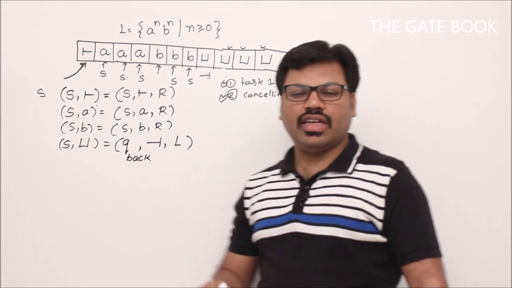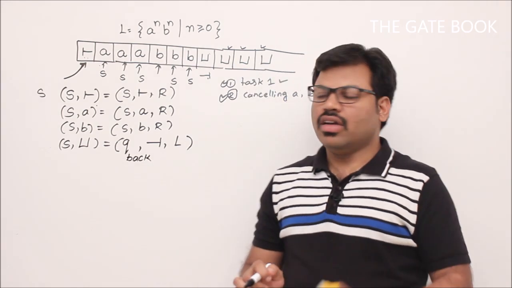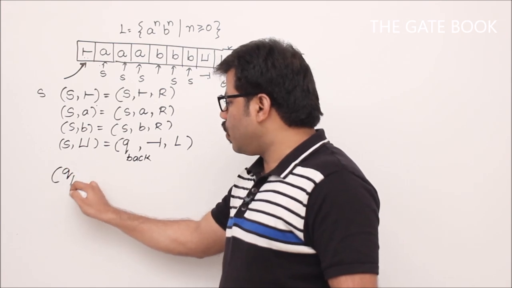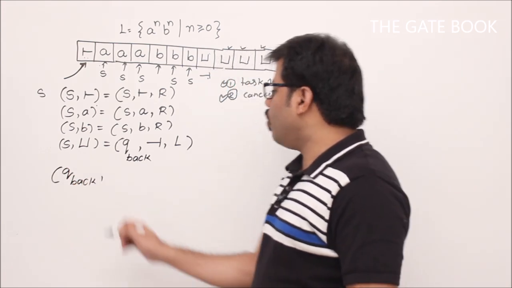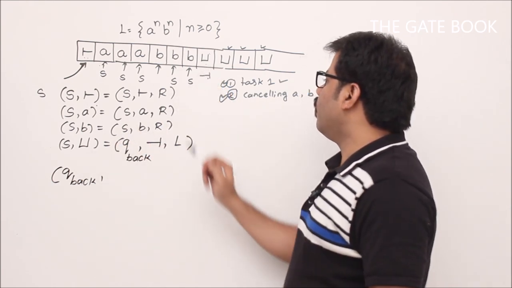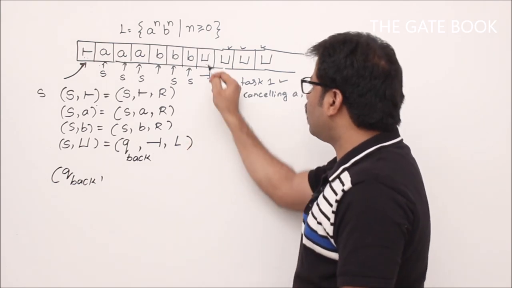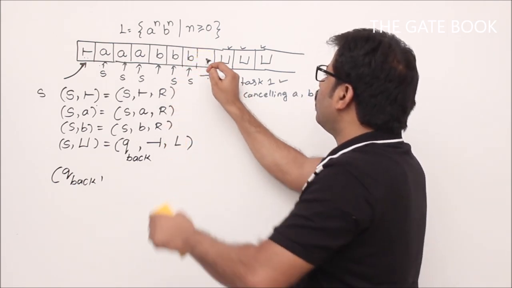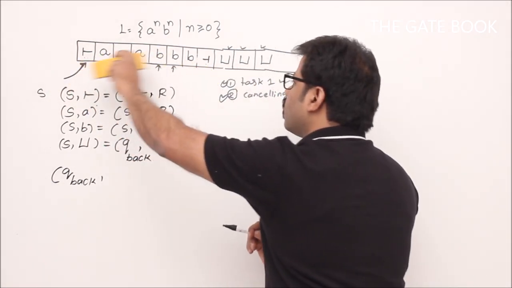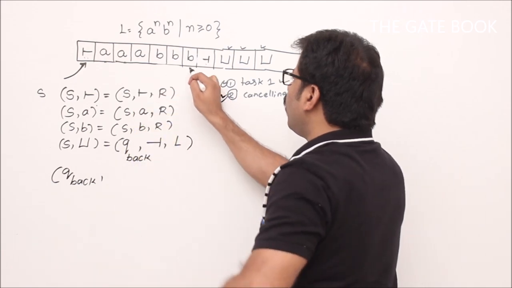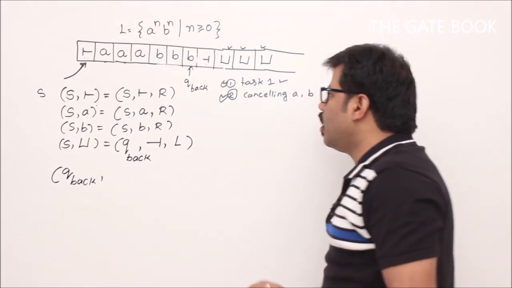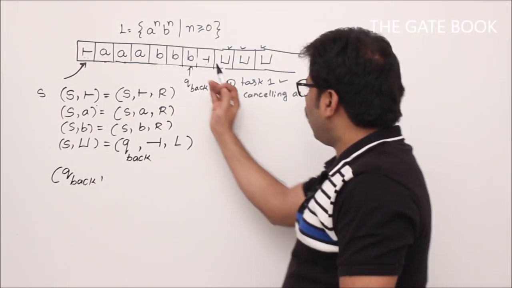This Q back's behavior is nothing but going back. Okay, how to go back? For that, what should be the logic? We will write here. Initially you will be in Q back. Whenever there is a blank, we write the right end marker, then we come left. Let's show here. You ask yourself, what do you want to do when you are here? This is your situation now: Q back, and you are seeing symbol B. What do you want to do? I want to go back, sir.